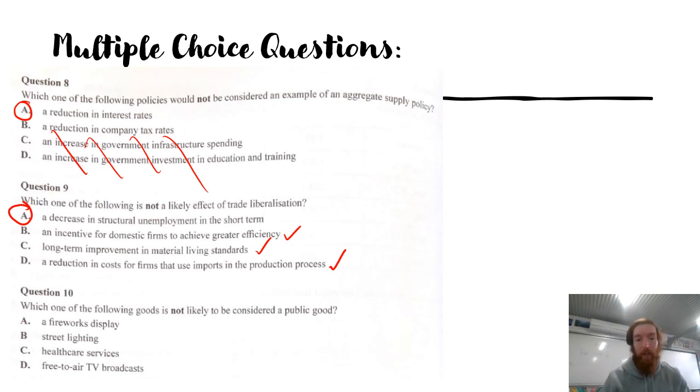Which of the following goods is not likely to be considered a public good? So a public good is non-rivalrous and non-excludable.